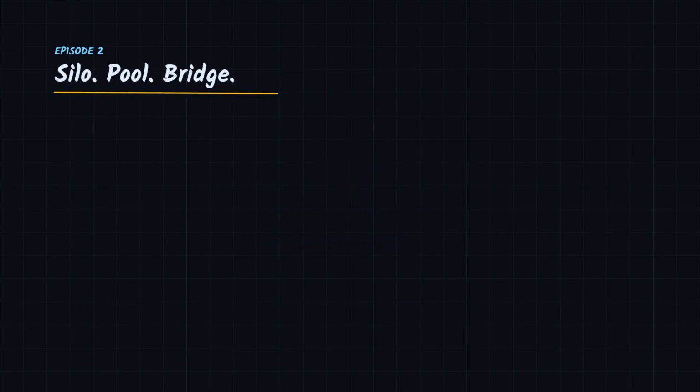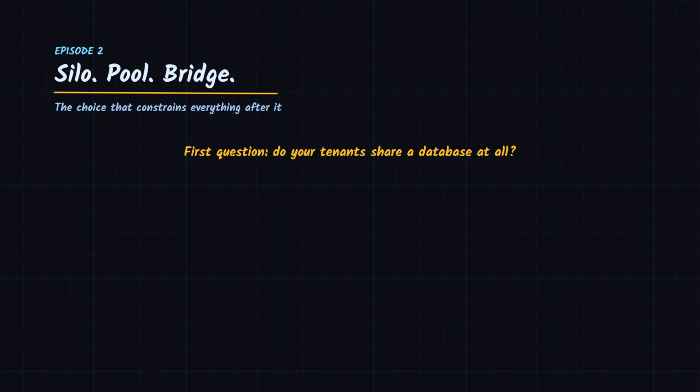Last episode, we said the database should enforce isolation instead of trusting every query. But there is a decision underneath that one, and it constrains everything you build afterwards. Do your tenants share a database at all? Give every customer their own, and isolation is almost free because there is no shared table to leak from.